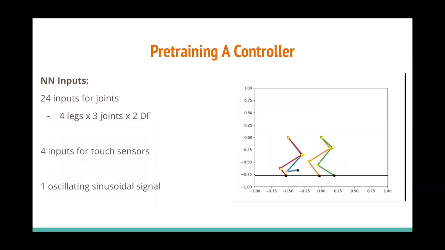Once we had our corpus of data, it was time to pre-train the controllers and figure out what the neural network would look like. Each yellow dot here on the screen represents one joint. Each of those joints has 2 degrees of freedom, so the joints can move left and right and forward and backward. There are 3 joints per leg, 4 legs, so that makes 24 inputs. We also added touch sensors at the bottom. Those are the black dots that you see, and those are just binary inputs for whether or not we're touching the ground.